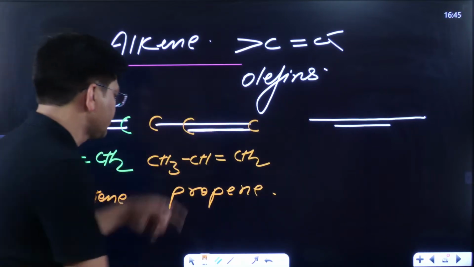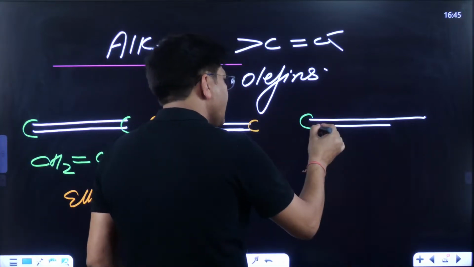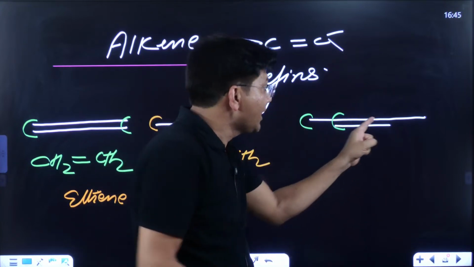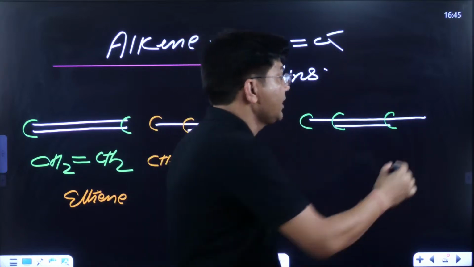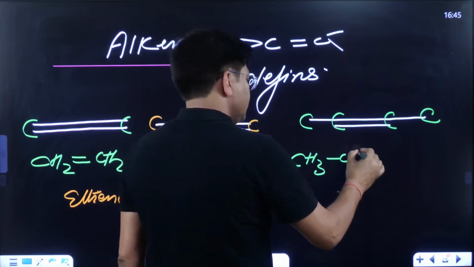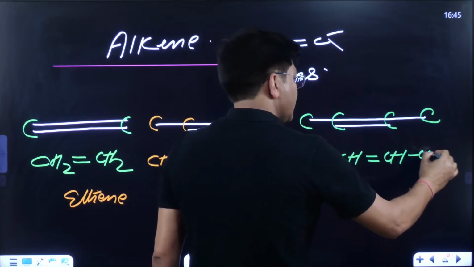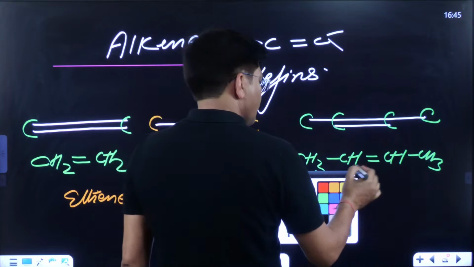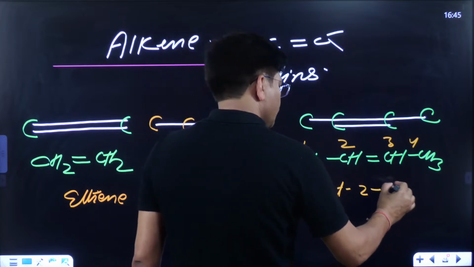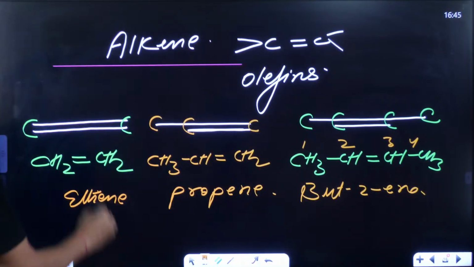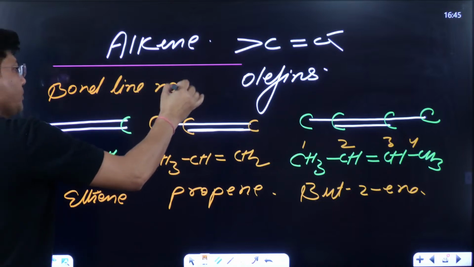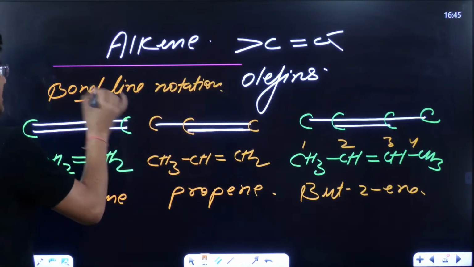Now if I talk about this compound, kids, see to it. This line has started from here, but this line is starting from here, and this line ends over here and that line is ending at that carbon. So how many carbons? See, CH3, CH double bond CH, CH3. So total there are 4 carbons, 1, 2, 3, 4. So we will write butene. So this is the bond line notation which we should know. Bond line notation, kids. Is it clear to all of you?